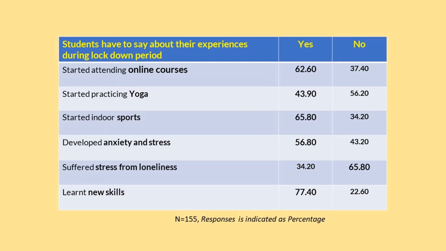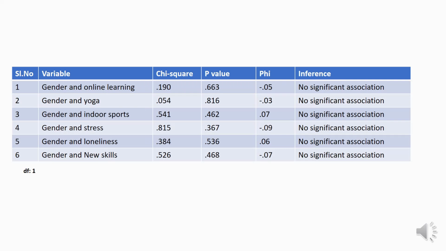Now we're going to find out whether two variables, one dependent variable, that is gender, and the independent variables, that are online learning, yoga, indoor sports and so on, have any kind of relationship between them or not. Here we're trying to find out if two variables are having any kind of relationship, and for that we have used the chi-square test.